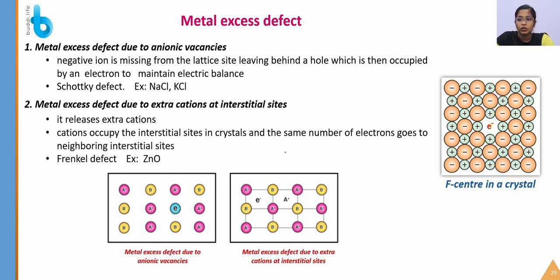So in this case what will happen in the crystal lattice, it releases extra cations, okay. Cations occupy the interstitial sites in crystals, and the same number of electrons go to occupy the neighboring interstitial sites.